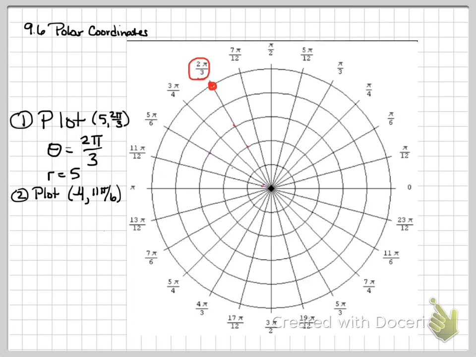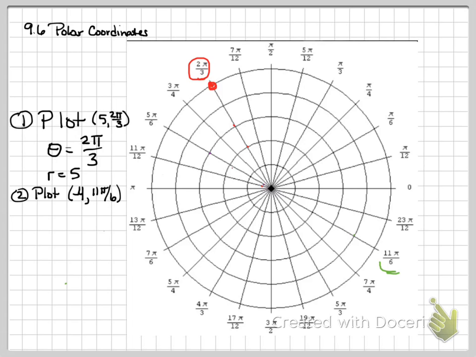Now let's plot the next one. I'm going to use a different color. Let's use green. Okay. And again, my r equals -4. My theta is 11 pi over 6. So I'm going to go to 11 pi over 6. And that's way over here.